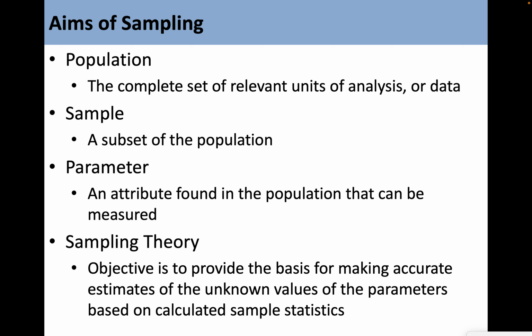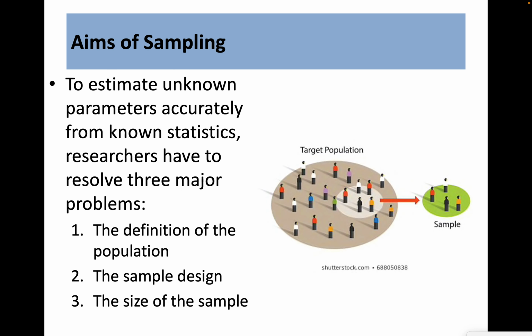Around the world, sampling theory. The objective is to provide the basis for making accurate estimates of the unknown values of the parameters based on calculated sample statistics. To estimate unknown parameters accurately from known statistics, researchers have to resolve 3 major problems.